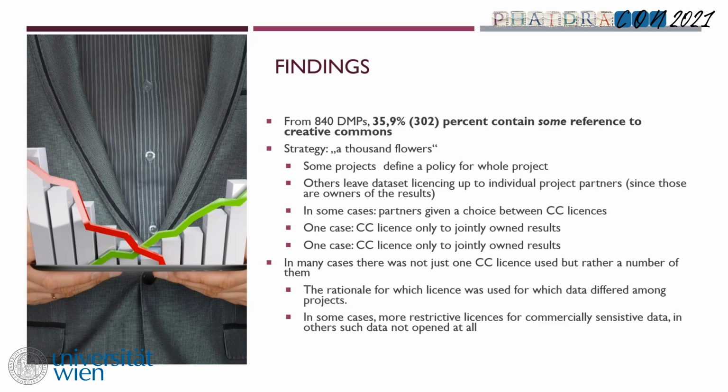And there I see I have one sentence twice. It's also the first time I present about this, that in one case, also Creative Commons was only applied to jointly owned results. But in most cases, there was not one license that was being used. Within one project, different data sets had different Creative Commons licenses.